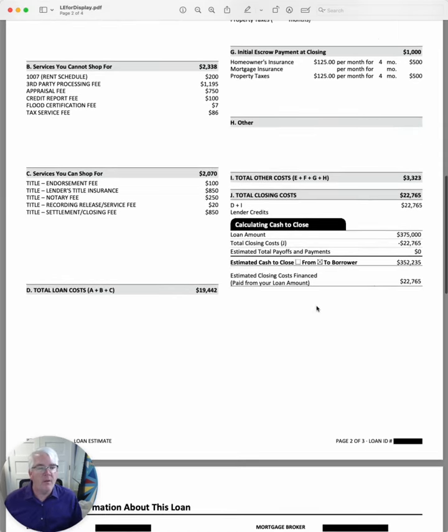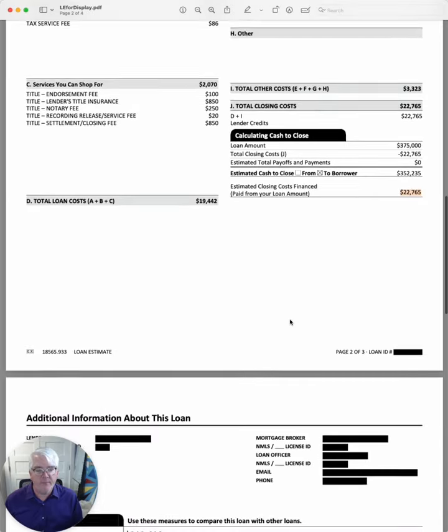Going down, loan amount minus the closing costs gives you the cash the borrower is going to receive, and then the estimated closing costs are again reiterated right there.